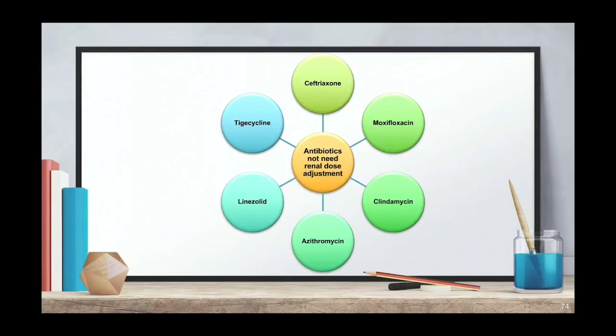In case of time-dependent antibiotics, which require a renal dose modification, always try to give multiple dosing. For example, in case of piperacillin tazobactam, 2.25 gram TID is preferred over 4.5 BD, so the T will be greater than MIC. Here are some examples of antibiotics which do not need renal dose adjustments. Example, ceftriaxone, clindamycin, tetracycline, linezolid, moxifloxacin, azithromycin, etc.